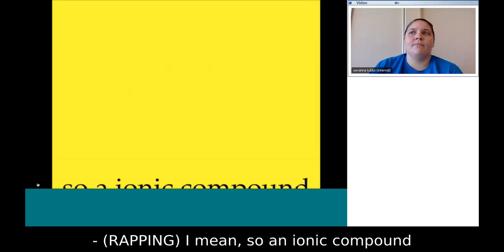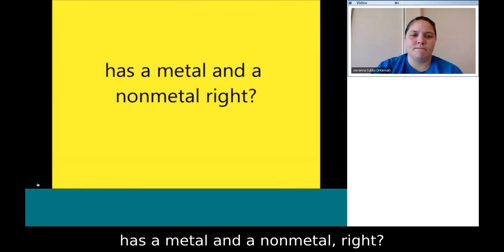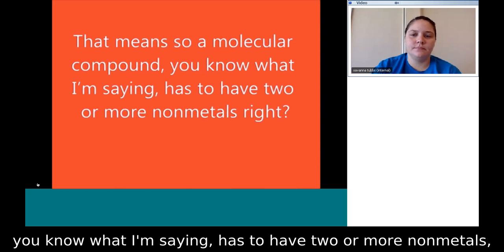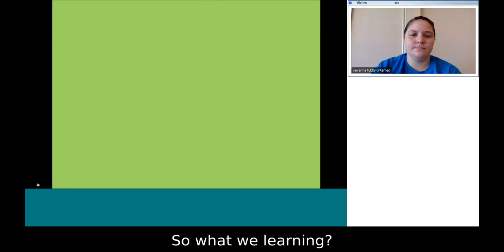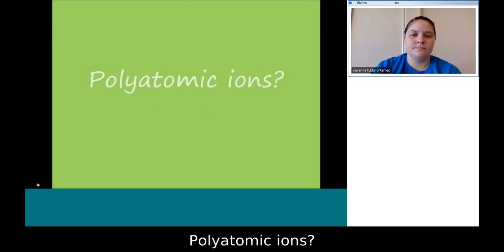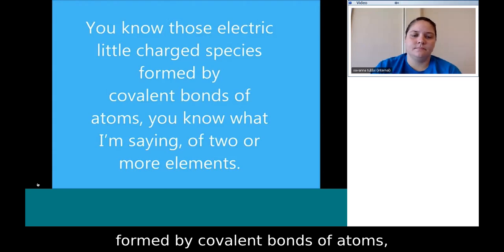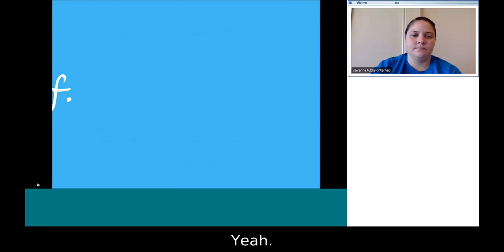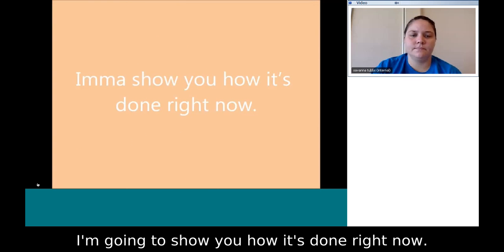I mean, so an ionic compound has a metal and a non-metal, right? So a molecular compound, you know what I'm saying, has to have two or more non-metals, right? Okay. So what we learning? Polyatomic ions, you know those electrically charged species formed by covalent bonds of atoms, you know what I'm saying, of two or more elements? Yeah, that's the, yeah. Oh, yes, yeah. I'll show you how it's done right now.